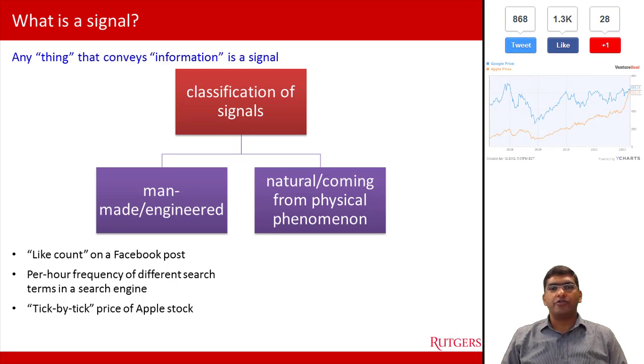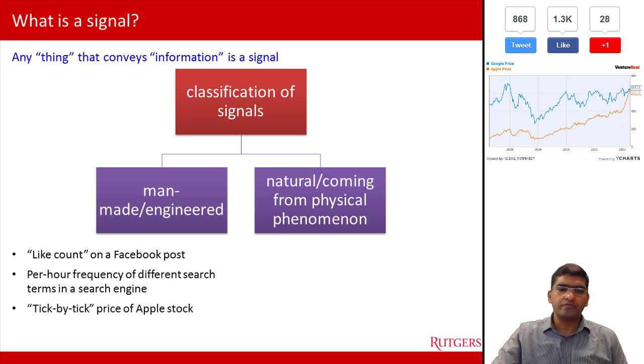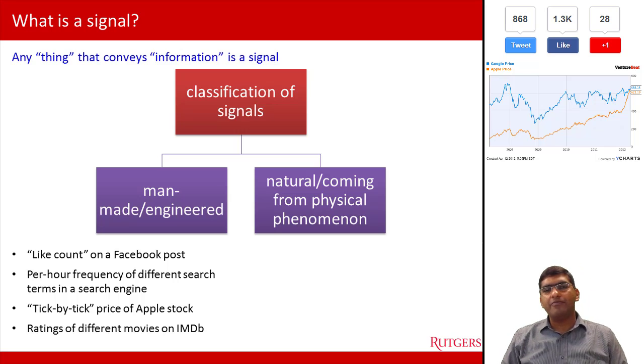The tick-by-tick price of any stock, for example Apple stock, conveys information to you. You might be interested in figuring out whether you want to buy the stock or sell the stock. Ratings of different movies on IMDb: if you are a movie buff, then you go there and look it up. It is conveying information to you. It's man-made, and it tells you whether you should watch a movie or not.